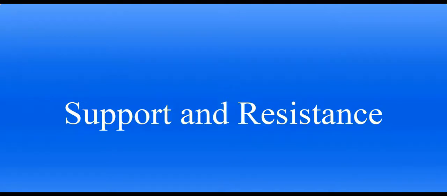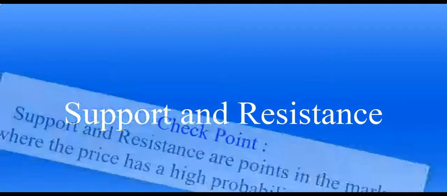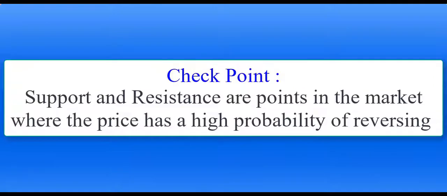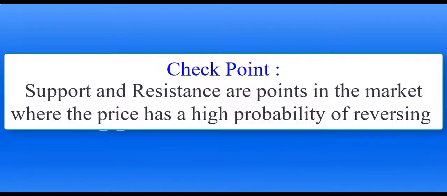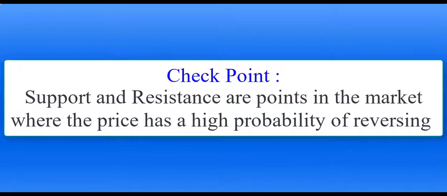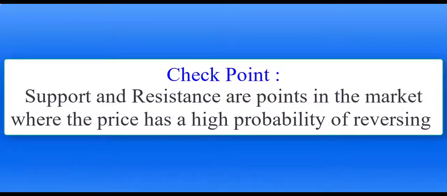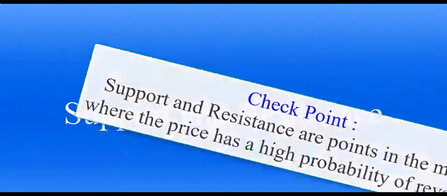One of the first things you have to learn as a price action trader is the concept of support and resistance levels. So what is support and resistance? Support and resistance are points in the market where the price has a high probability of reversing. Knowing where these levels form and the reason why they form can help you in predicting where the price is likely to reverse and start moving in the opposite direction.